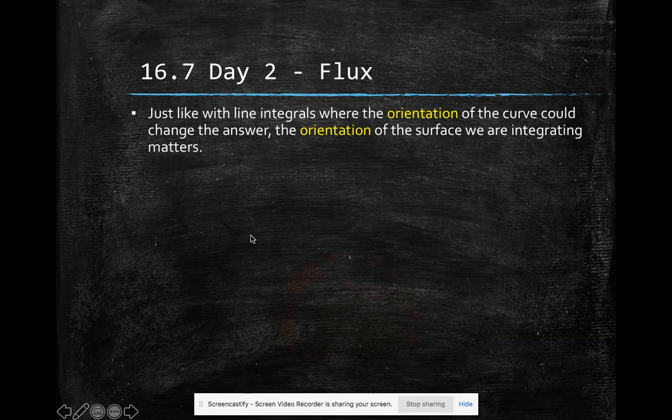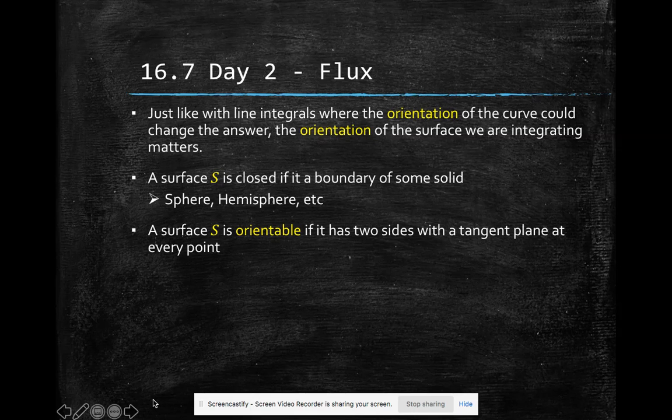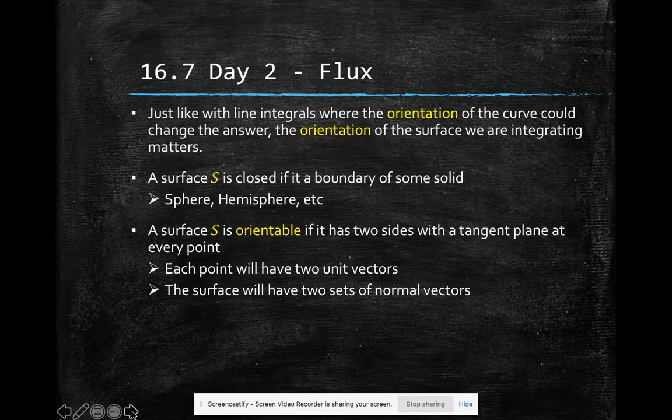Just like with line integrals, where the orientation of the curve could change the answer, the orientation of the surface will change the sign of the answer. A surface is closed, right, if it is the boundary of some solid. Easy ones to think about are spheres and hemispheres. We call it orientable if it has two sides, where I can think about a tangent plane at every point. And that tangent plane has two unit vectors, one coming directly out and one going directly in.